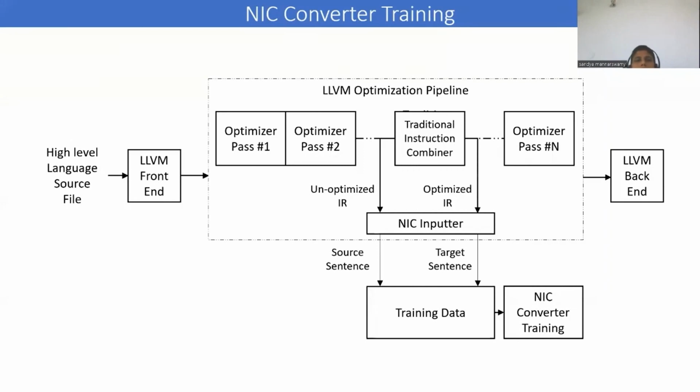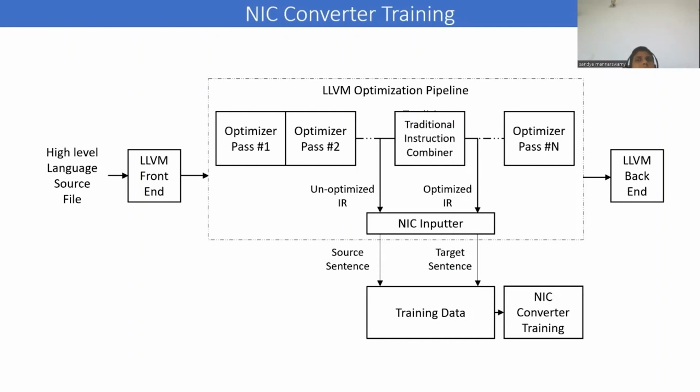Now let's look at how we train the NIC converter. We have the source file at the LLVM front end. This passes to the standard optimizer pipeline. At the input to the traditional instruction combiner, we have the unoptimized IR corresponding to each basic block. We take this IR, pass it through the NIC inputter, get an encoded representation that becomes the source sentence. Similarly, we tap the output at the traditional instruction combiner corresponding to each basic block, pass it through the NIC inputter, and this becomes the target sentence.